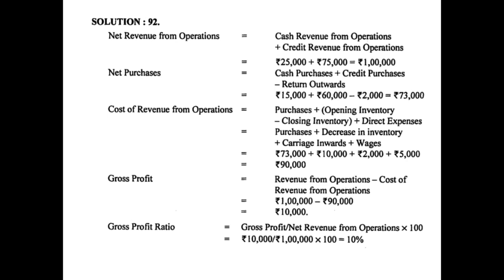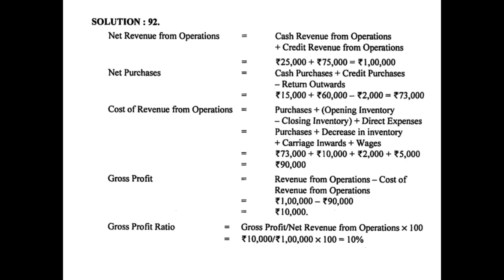Now cost of RFO: purchases plus change in inventory, which is already given in the question, plus all the direct expenses. That means purchases plus decrease in inventory, plus carriage inward plus wages. That means 73,000 plus 10,000 plus 2,000 plus 5,000. So your total cost of RFO, or cost of revenue from operations, is 90,000.